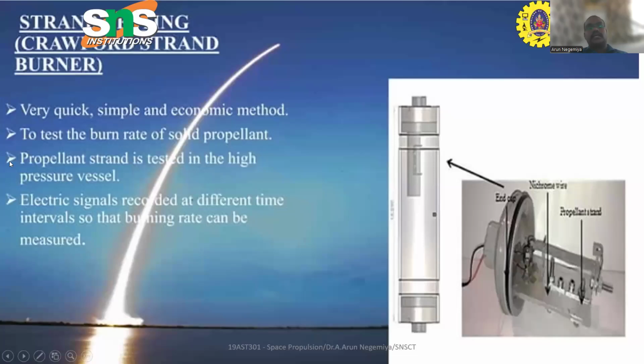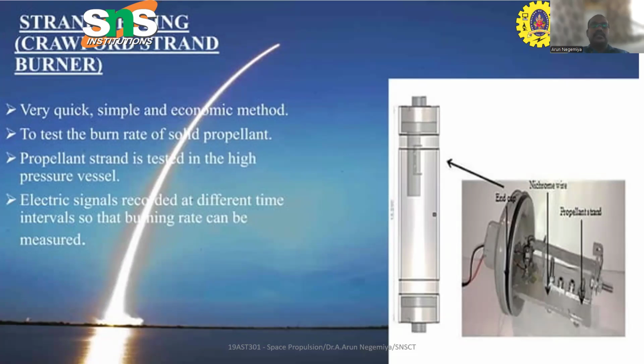The first one is the ignition system. Here they are using a burner. The process is a very quick and economic method to test the burn rate of solid propellant. The propellant is tested in a high pressure vessel, to see whether the propellant can withstand the high pressure during this process. These are all things evaluated in this method.